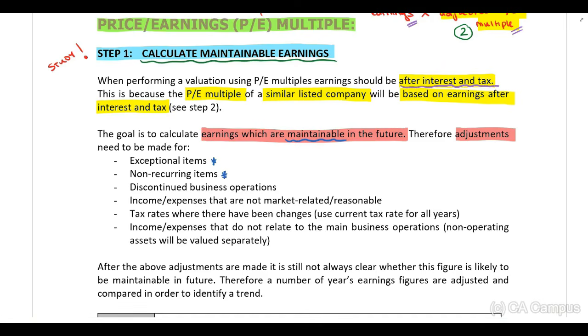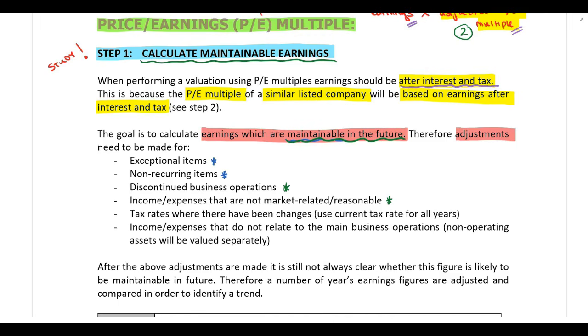Obviously, any income or loss on discontinued business operations must also be excluded, because once that business operation is actually discontinued, we won't have that income or that loss again in the future, so it must be eliminated. We then adjust for any income and expenses that are not market-related or reasonable. So when we are calculating earnings that are going to be maintainable in the future, we only take into account income and expenses that are market-related.